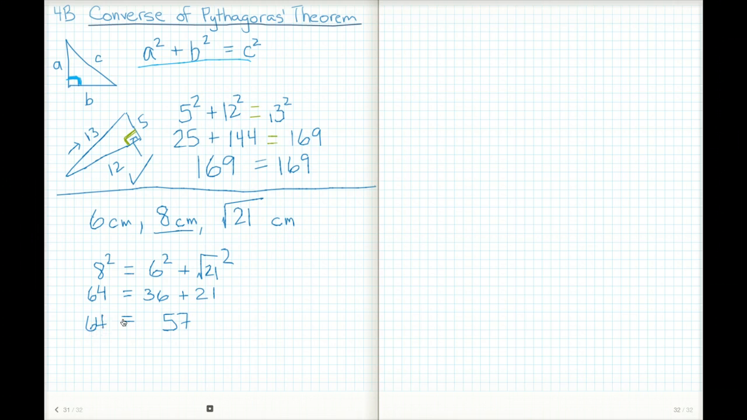So 64 is not equal to 57. That means this is not equal to each other, and that's not equal to each other either. So this is not a right angle. And since I don't have an angle to label, I will call it a right triangle. This is not a right triangle, meaning the triangle doesn't have a right angle.